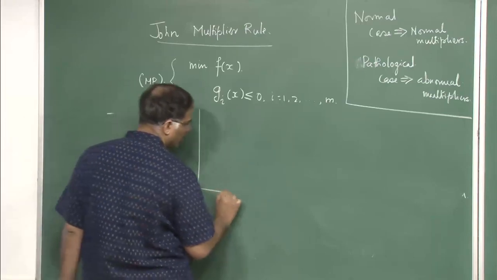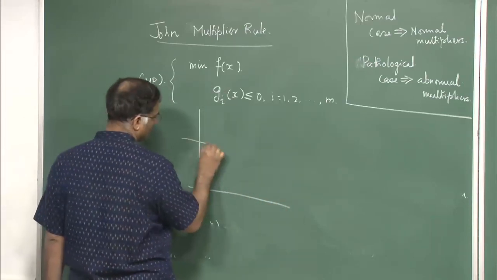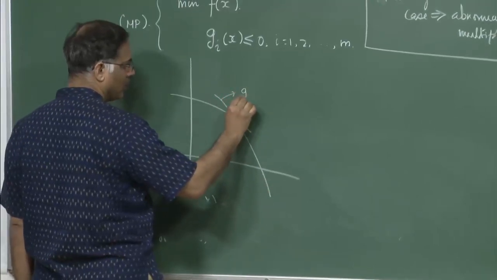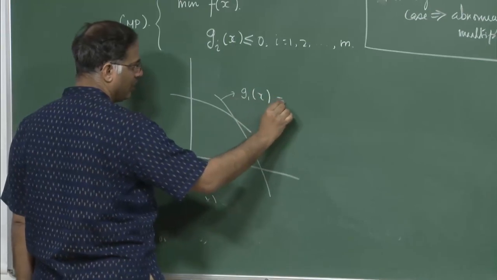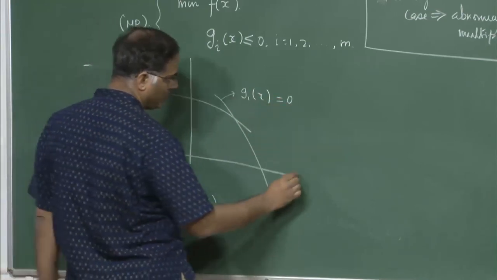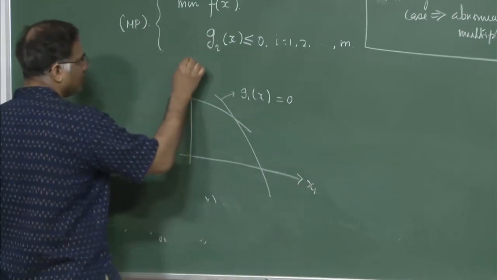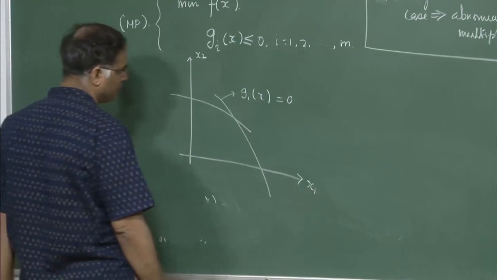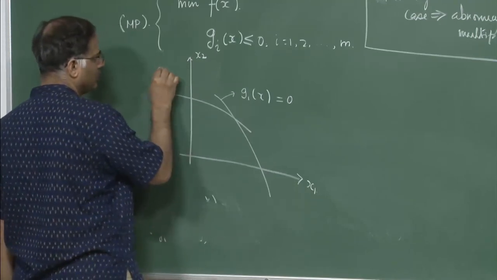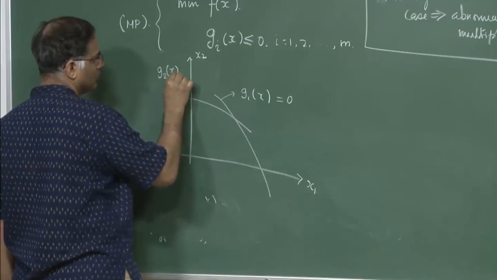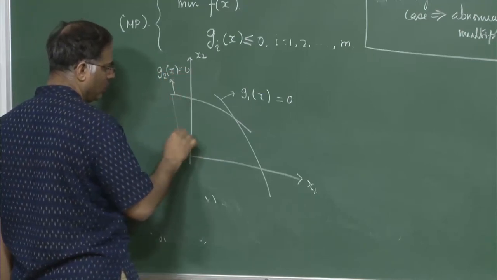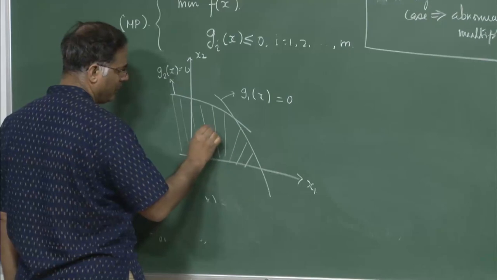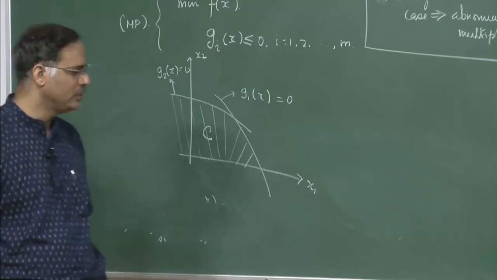Suppose I have two constraints, g1 and g2. So here is g1, this is the curve giving me g1(x) equal to 0. I am in two dimensions. There is another curve giving me g2 equal to 0. So this is g2, and this is my common zone. This shaded region is my feasible set, g1(x) less than or equal to 0, g2(x) less than or equal to 0.